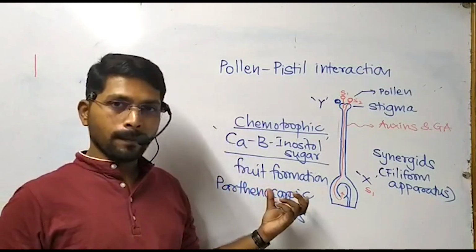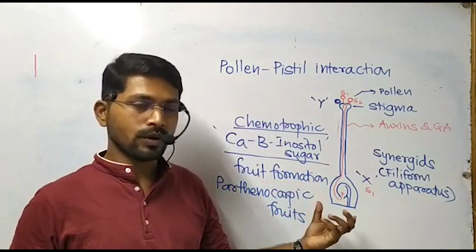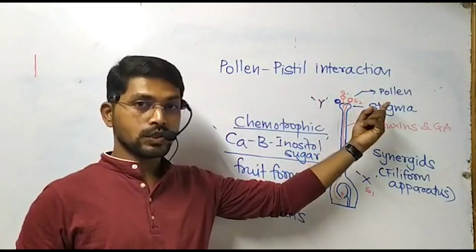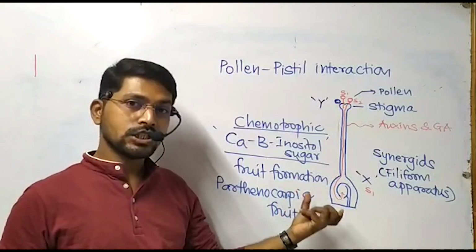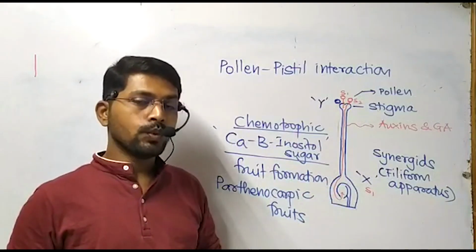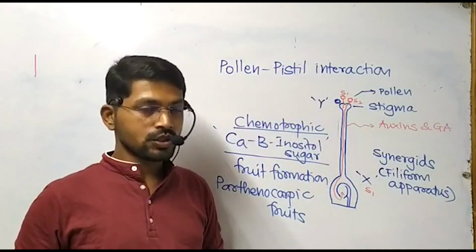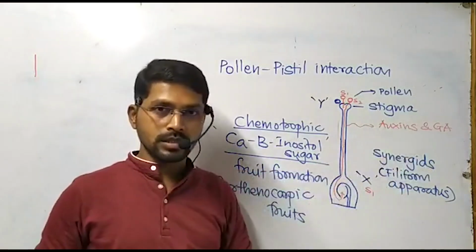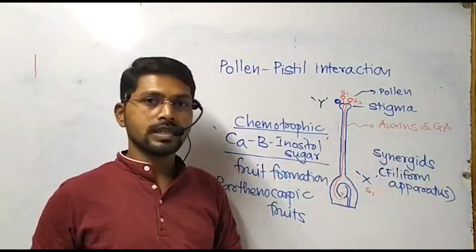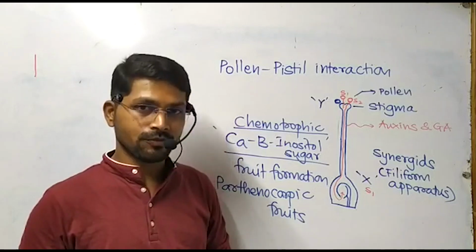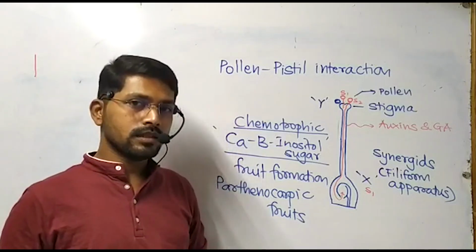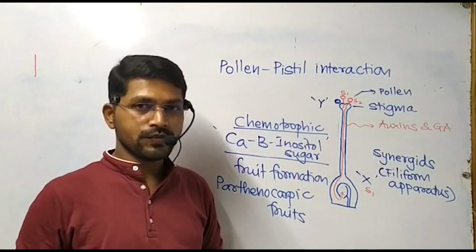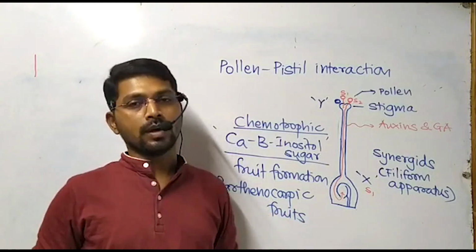The signal of formation of fruit is given by pollination, hence fruit formation is achieved after pollination. You can replace the signal of pollination by applying auxins and gibberellins because these phytohormones induce the increase in the size of the ovary without fertilization and without pollination, and in this way we can develop seedless fruits, what we call parthenocarpic fruits.